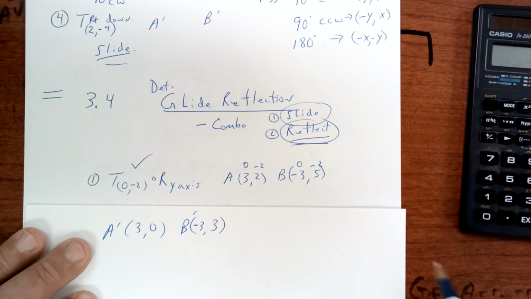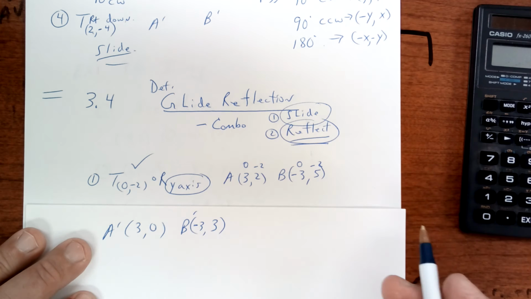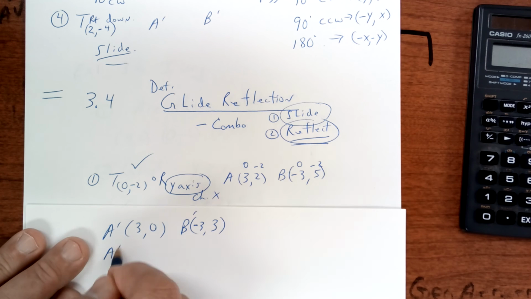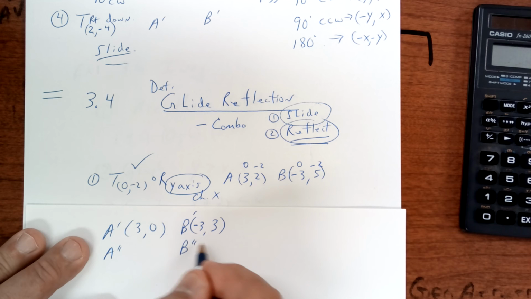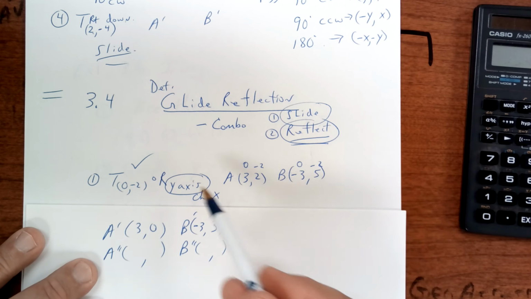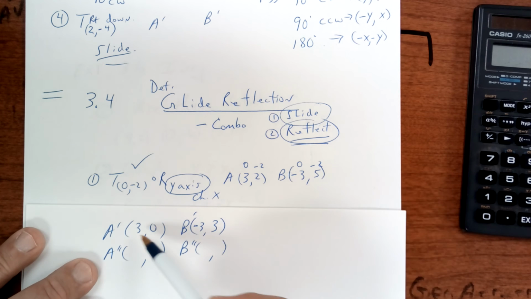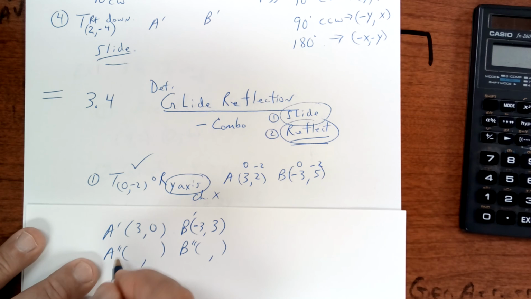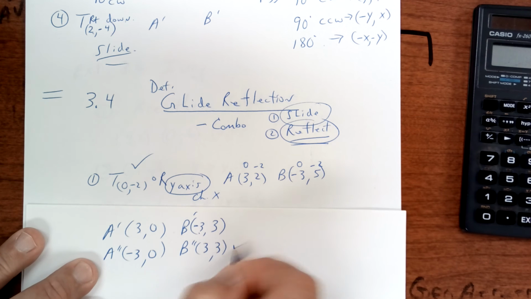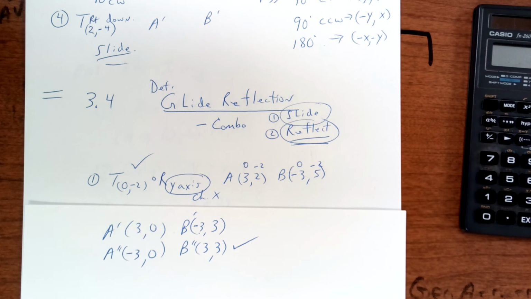Now when you reflect it over the y-axis, you have to change the x. So your new point, double prime, since we're doing 2 moves here, you're going to change the x. So on this one right here, you're going to change that, and you're going to change that one, and that's your answer. Okay? So that's called a glide reflection.